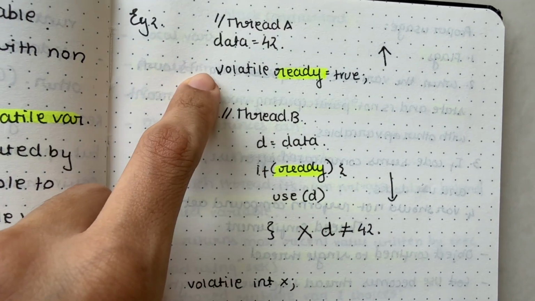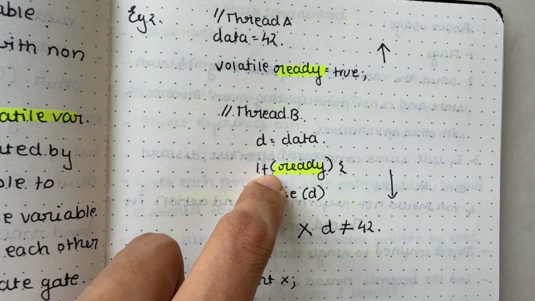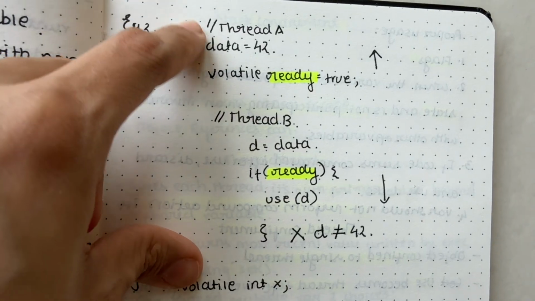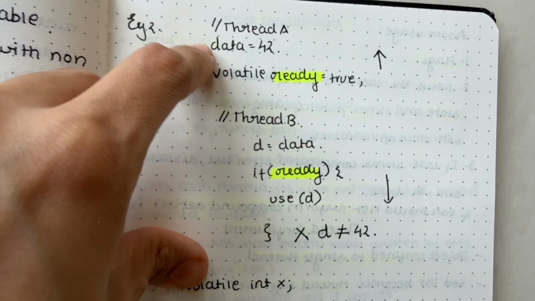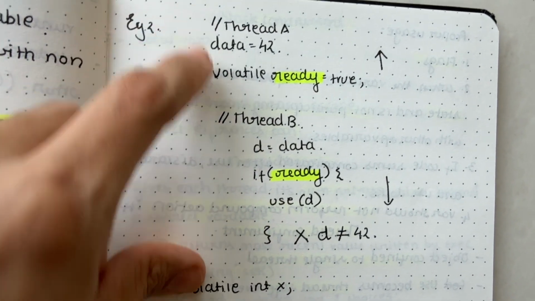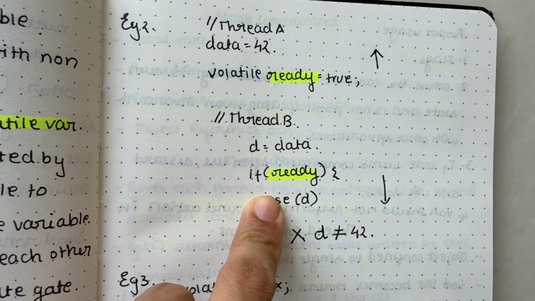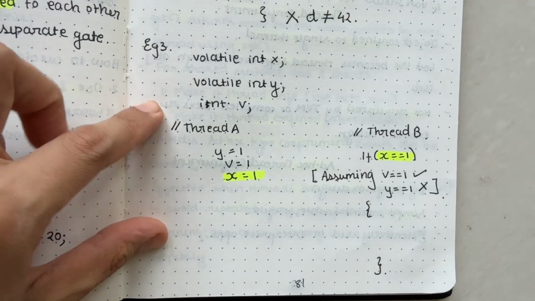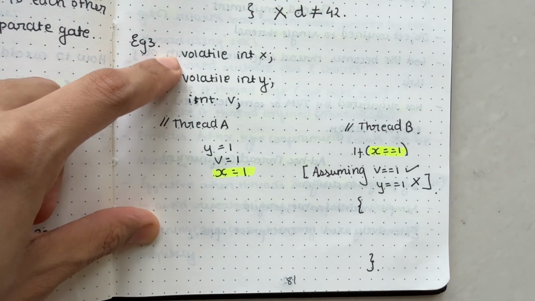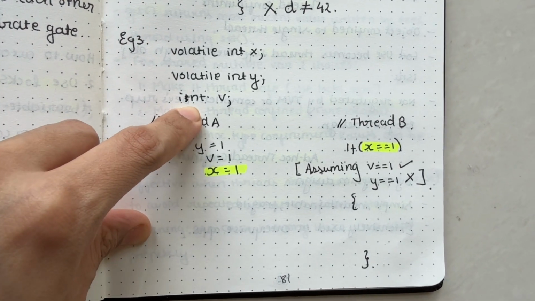So, volatile variables act like a visibility gate. Everything that is written or performed before the volatile variable is visible to other threads after reading the volatile variable.